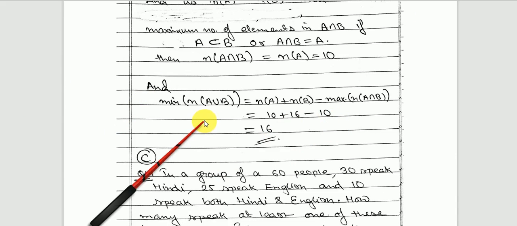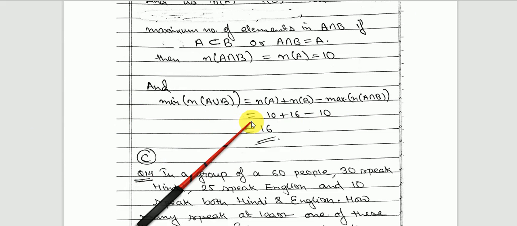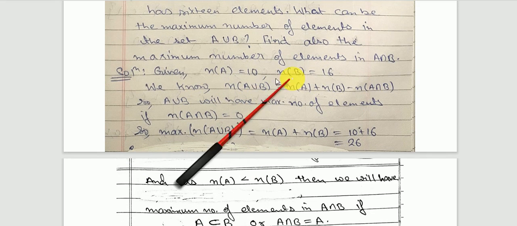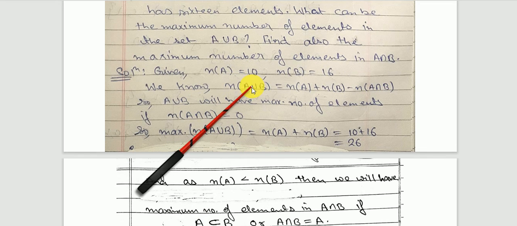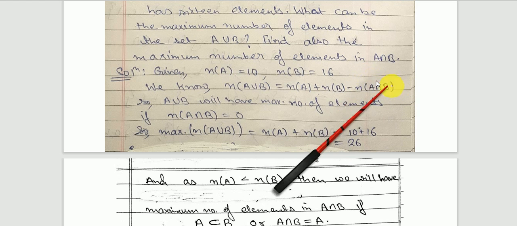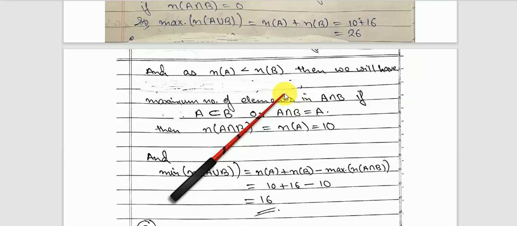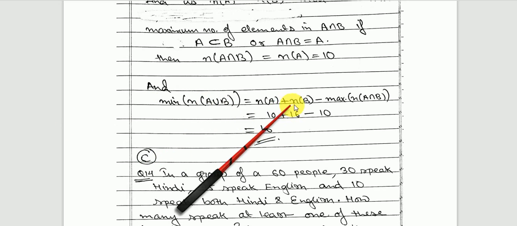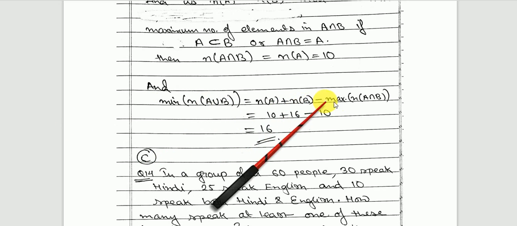And minimum number of elements in A union B will be, like here we know that number of elements in union is given by this. So number of elements in union will be minimum when this portion becomes maximum. Yes, when you subtract more, then this will become minimum. So minimum number of elements in A union B will be number of elements in A plus number of elements in B minus maximum number of elements in A intersection B. So you get 16.